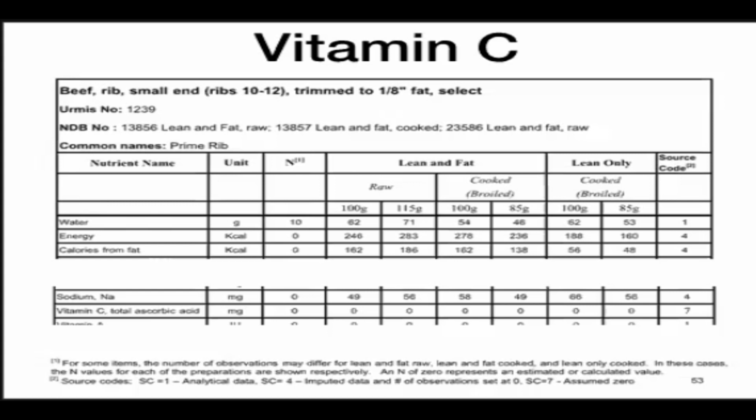Source code 7. This source code shows how they measured it. Assume 0. They didn't measure it. They just said, oh, there's no vitamin C in beef. If you look at salmon, they'll show a little vitamin C. But if you look at beef or pork, they don't show any, even though there is vitamin C in the flesh. Now, it's not a lot.